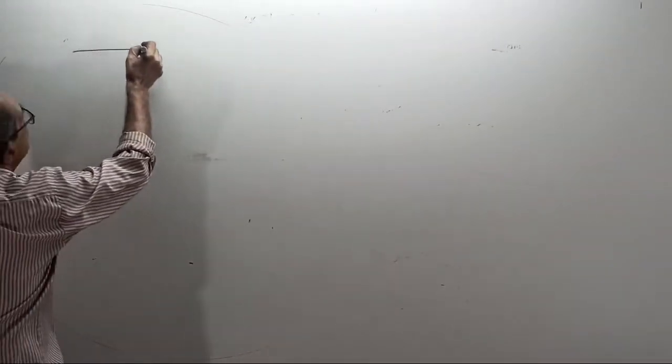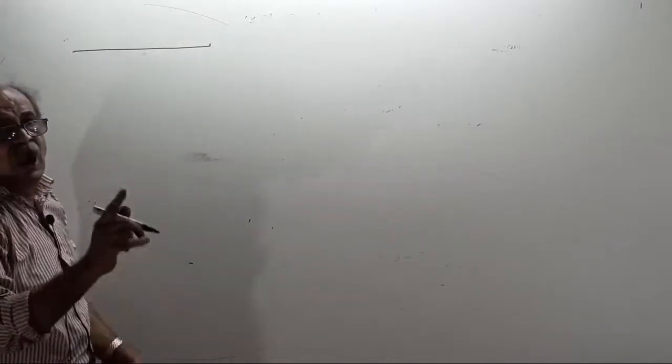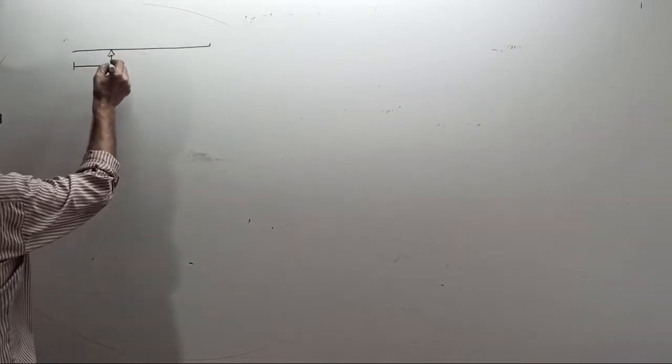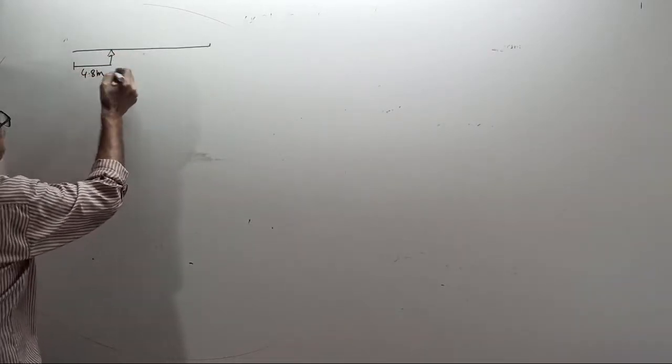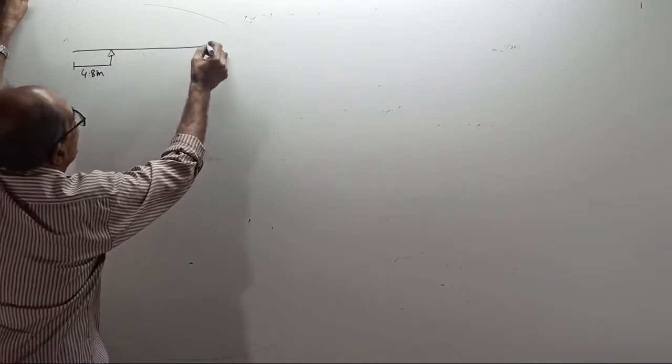Now I will increase the overhang slightly. Total length is 20 meter. You get 4 point something. I will not go to 5 meter. I will go to 4.8 meter. Still I will maintain the ratio within 0.5. 4.8 meter.